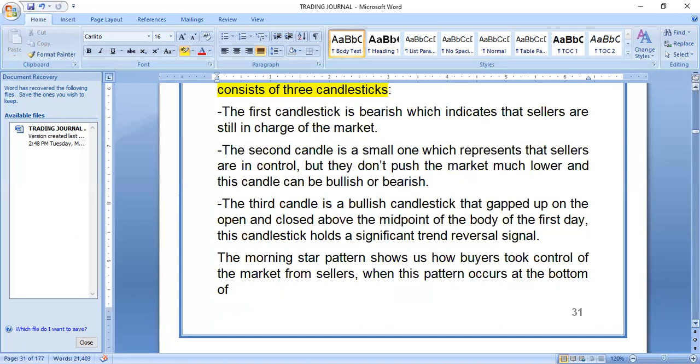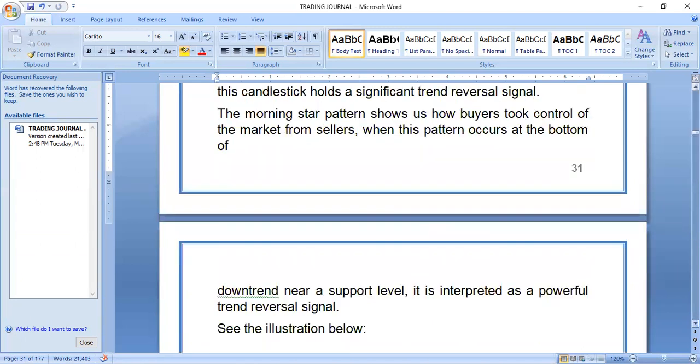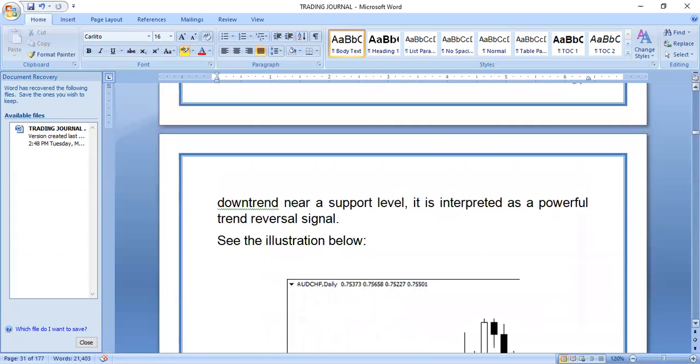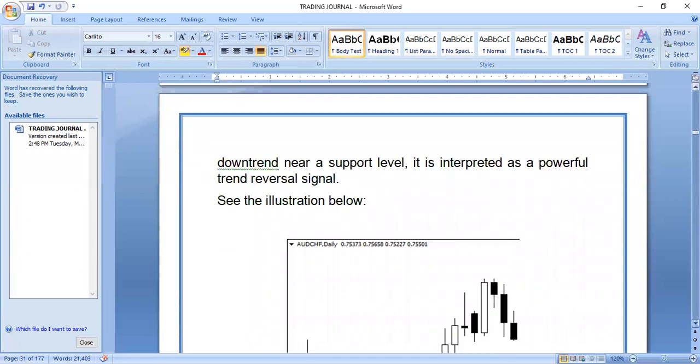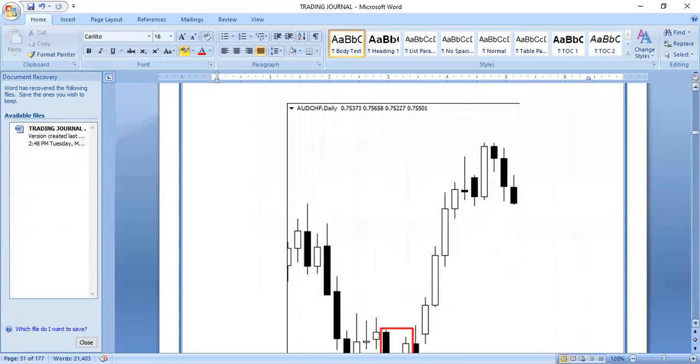The morning star pattern shows us how buyers take control of the market from sellers. When the pattern occurs at the bottom of the downtrend near a support level, it's interpreted as a powerful trade reversal signal, like you can see below here.